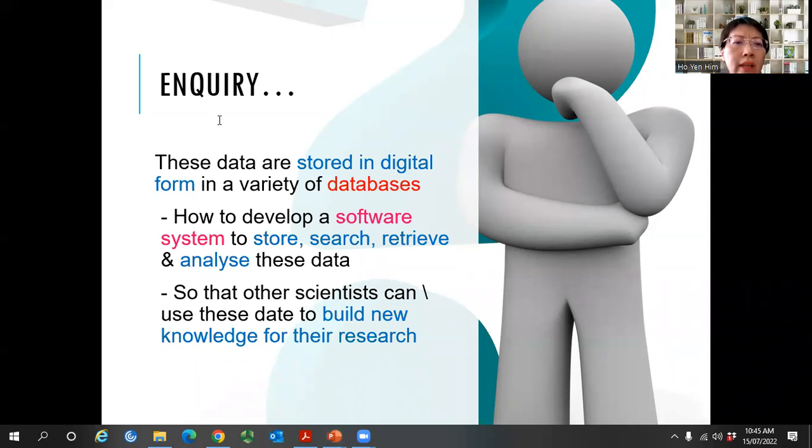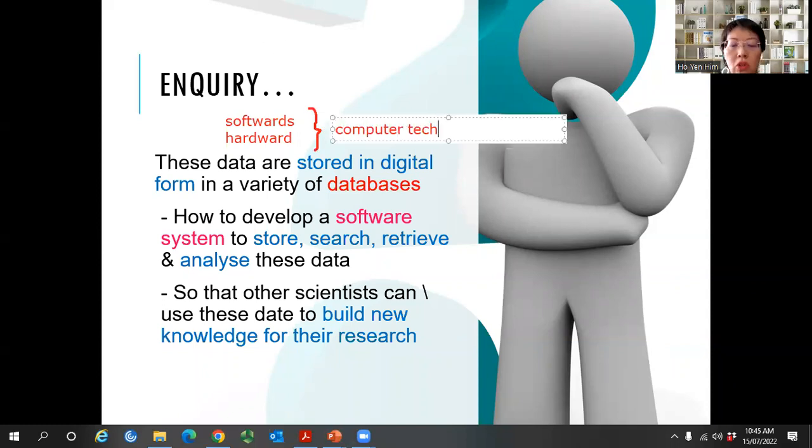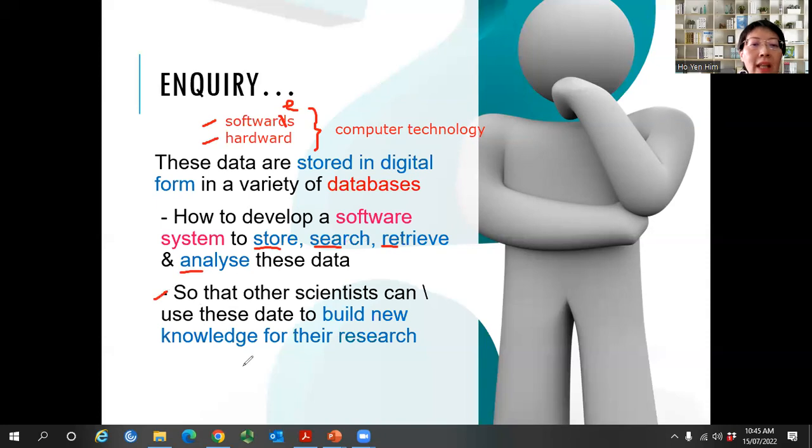So now when you have computer science, you have software as well as hardware, right? These two are part, if I'm not wrong, of computer technology. So computer technology will come in here so that we can develop software and hardware that can help us to store the information, search the information, retrieve the information, as well as analyze this information, so that other scientists can use this data to build new knowledge for their research.